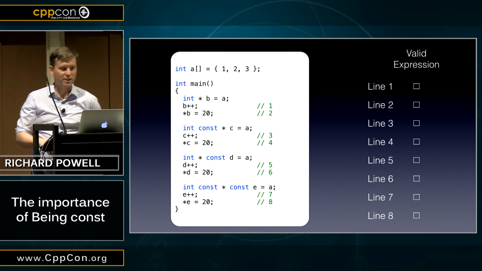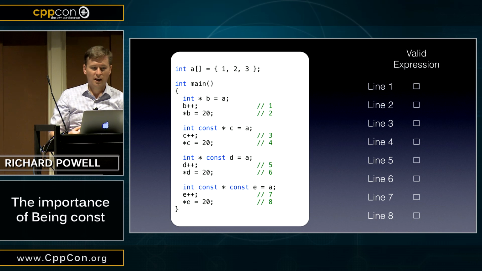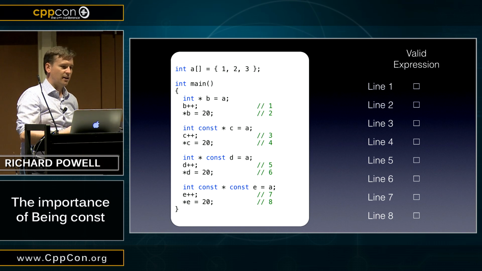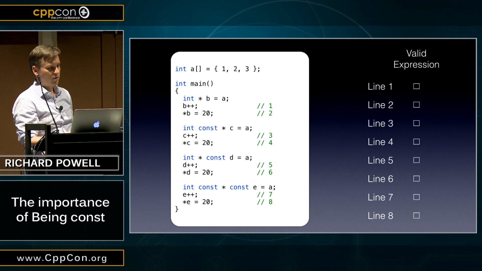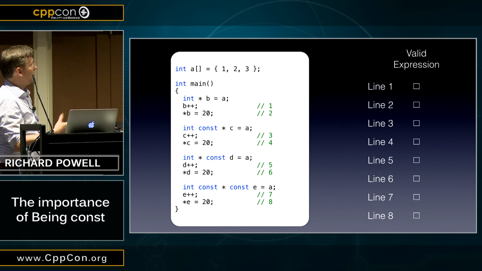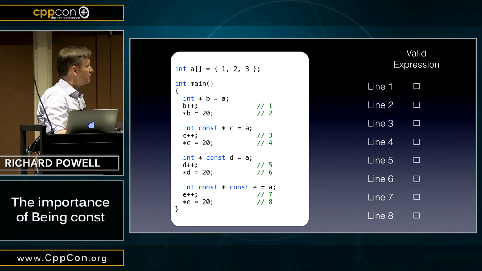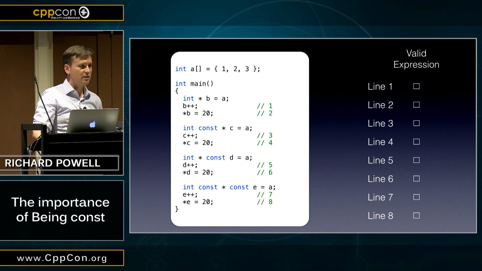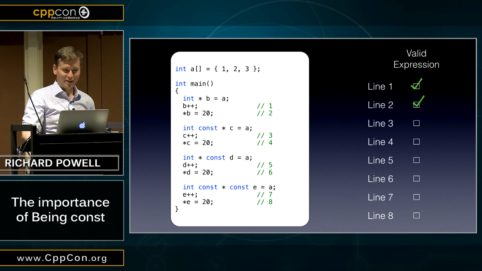All right, moving on, let's try something a little more interesting here. This is one of my go-to interview questions that I'll bring to people. And so I have an array of integers. I have a pointer B, C, D, E, and I've declared them various versions. So let's try that exercise again. Line 1, valid expression? Thumbs up. Line 2, valid expression? Yep. 3.